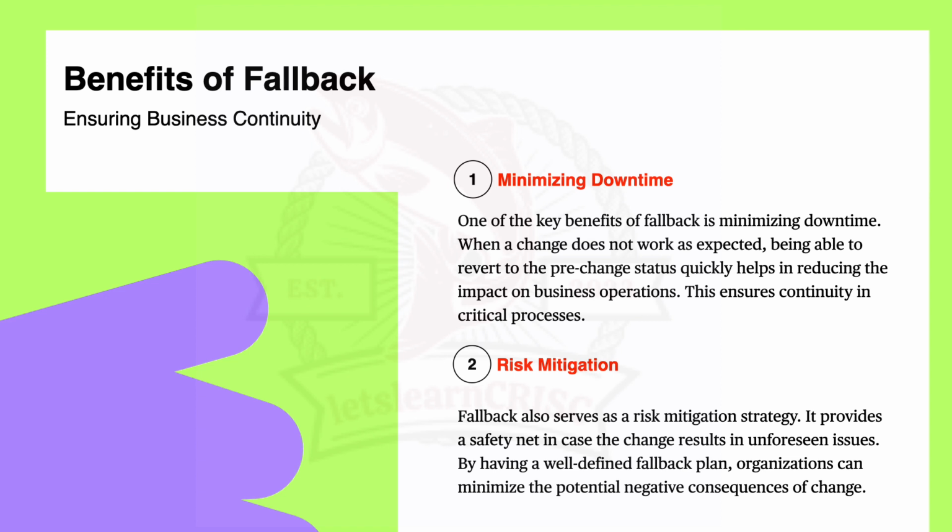Similarly, the next benefit is risk mitigation. Friends, as we all know, a fallback serves as a risk mitigation strategy. But how? It acts as a safety net in case a change leads to unexpected problems. A well-defined fallback plan helps to minimize potential negative consequences. It's like having insurance for your journey. Fallback is the safety measure that ensures you have prepared for unforeseen issues, reducing the overall risk of changes. In simpler terms, having a fallback plan is like having a backup strategy for unexpected situations during a journey. It helps to keep the business running smoothly even when faced with unforeseen challenges.